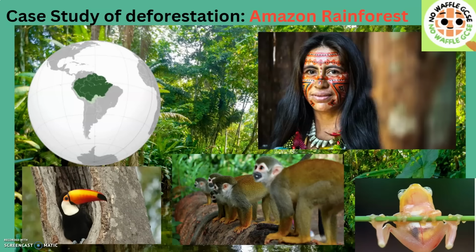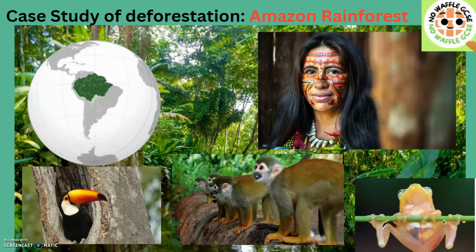However, the rate of deforestation is increasing rapidly, and there are roughly 1.4 million hectares being lost every year, which is very damaging. So the first thing you need to know about this case study is what are the causes of deforestation? Why is the Amazon rainforest being deforested?